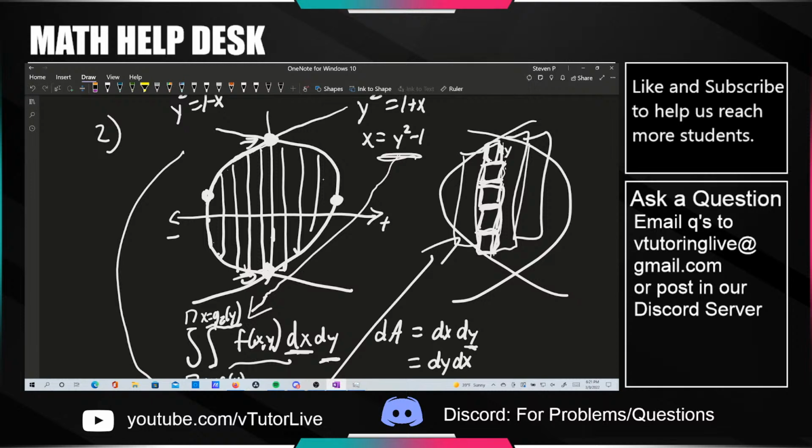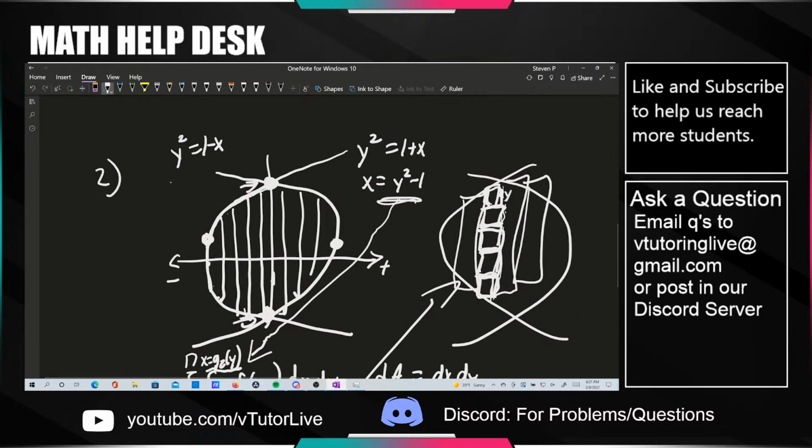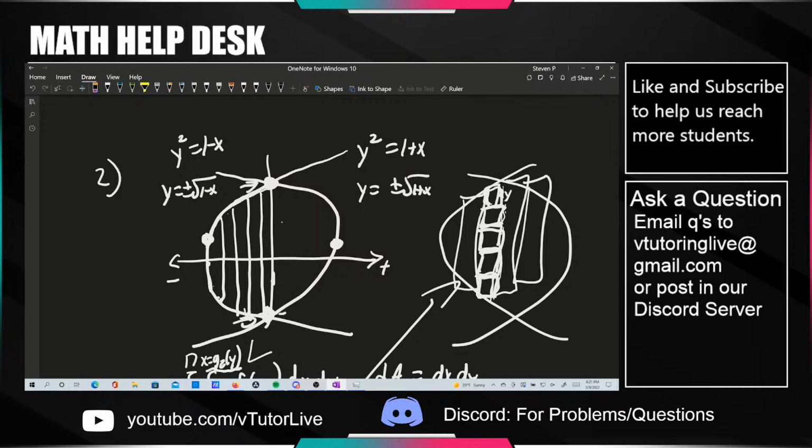Okay, let's just solve for that. That becomes y is equal to plus or minus 1 minus x, and y is equal to plus or minus 1 plus x. So what we're getting here is just a little bit funny, because now for some fixed value of x, say over here, y starts at the bottom and goes all the way up. The bounds for y depend on x, on the curve.